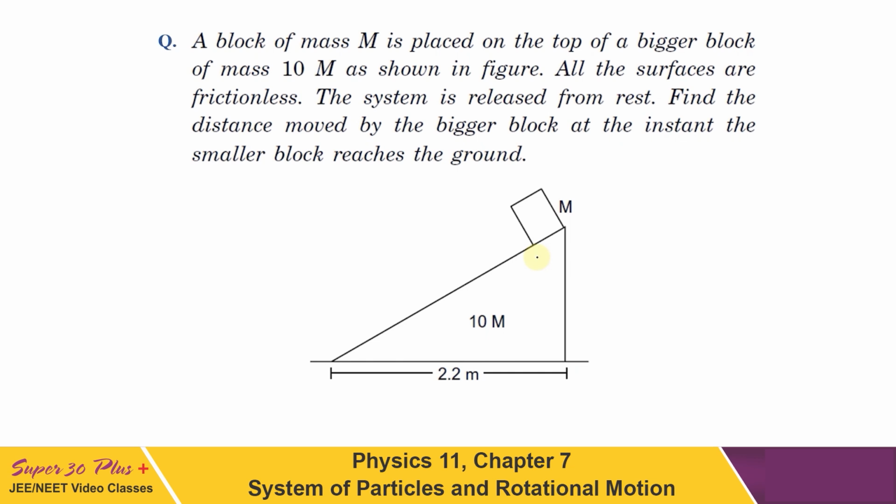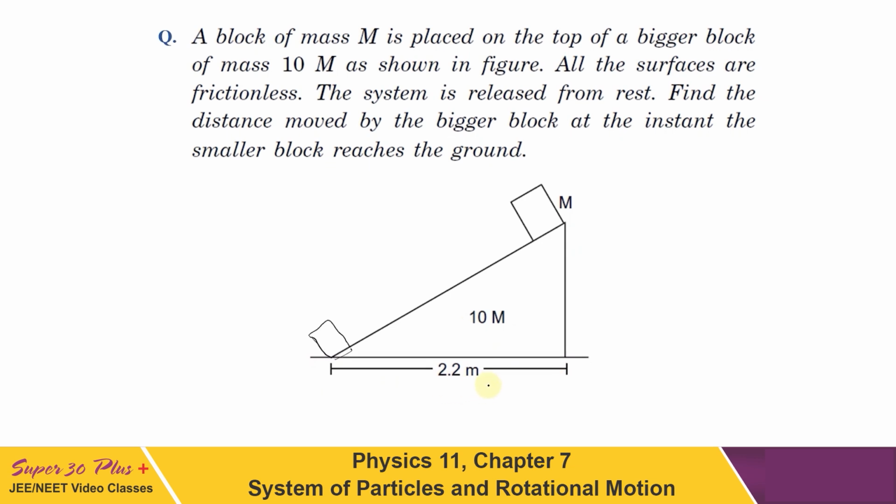and as normal is the internal force for the masses m and 10m, so if we write for the whole system consisting of m and 10m, delta xcm can be written to be equal to 0 because there is no external force in the horizontal direction. And let us write, when block m has come to this point, the distance it has travelled with respect to the bigger block in the horizontal direction is 2.2.